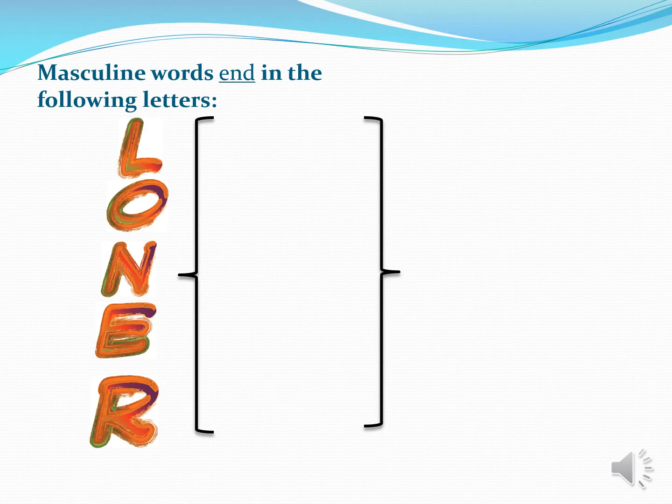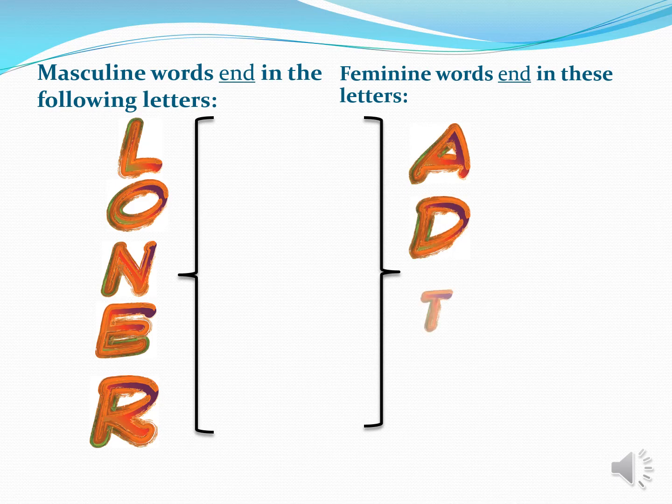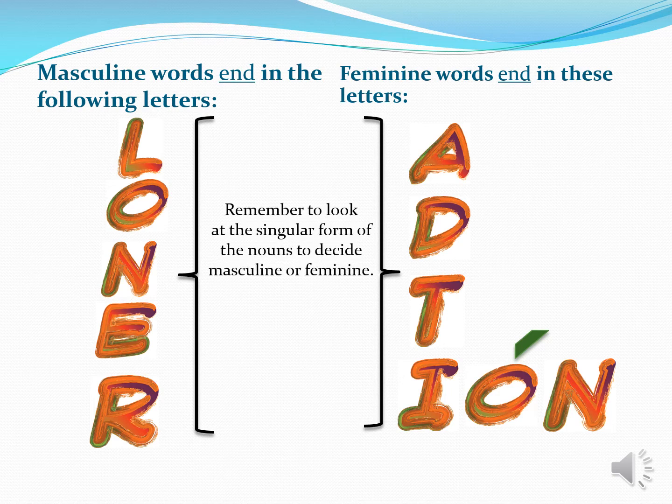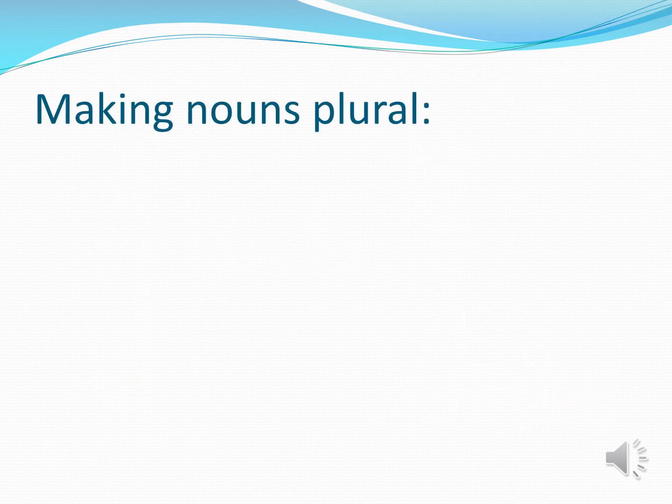Our traditional feminine endings are A, D, T, and ION with an accent on the O, like la televisión. Remember that when you're deciding if a noun is masculine or feminine, you need to look at the singular form of the noun. So how do we make our nouns plural?